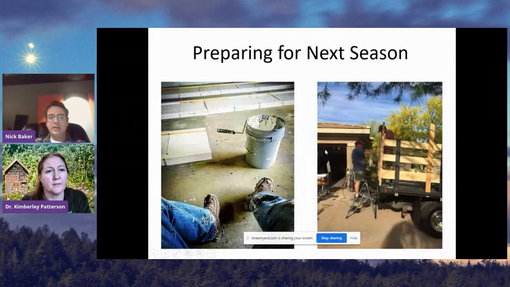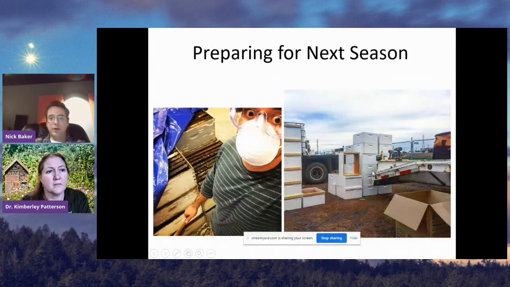And then just like everything else in farming, you have to prepare for the next season. So here's me and my dad building some gates on the truck and painting lids for the beehives, etc. Creating more boxes, cleaning old frames so the bees can reuse them.